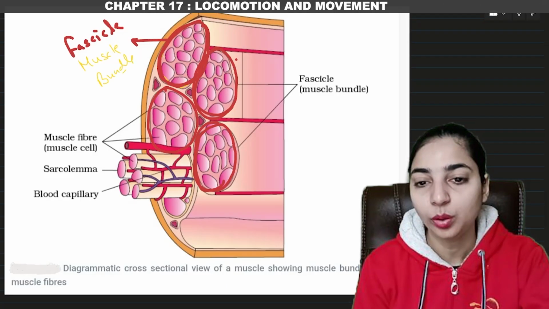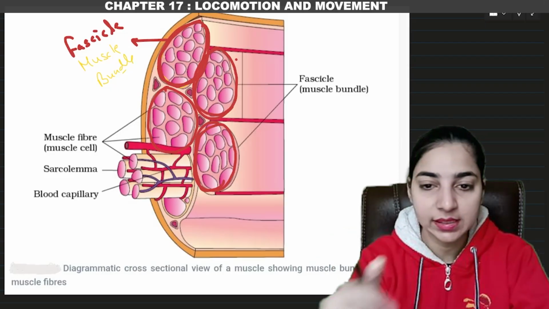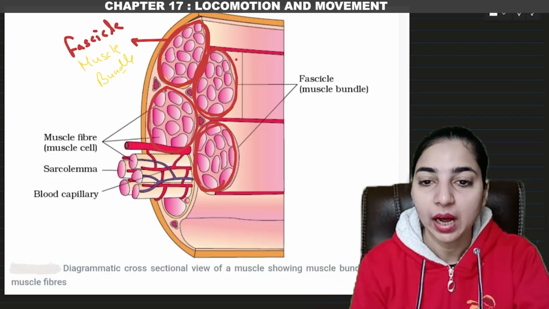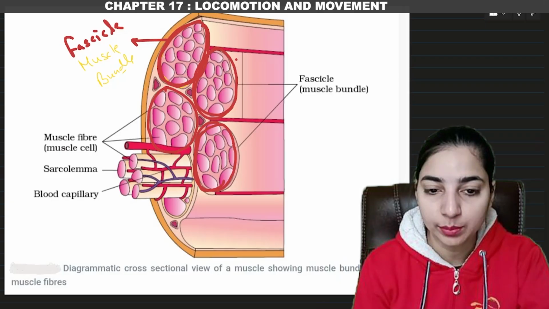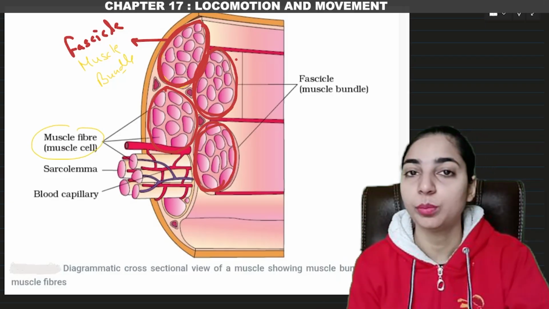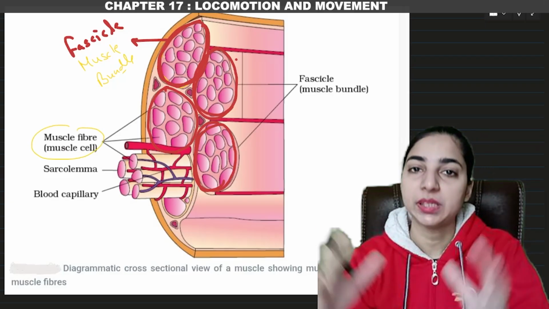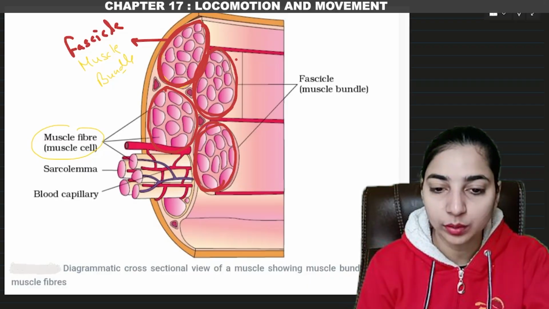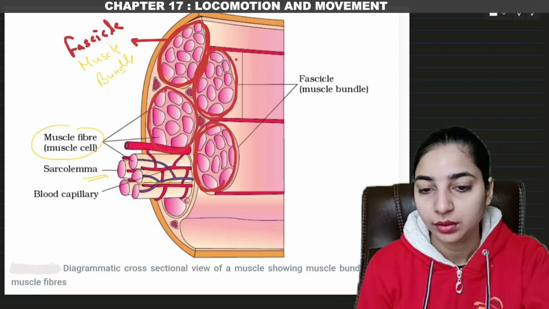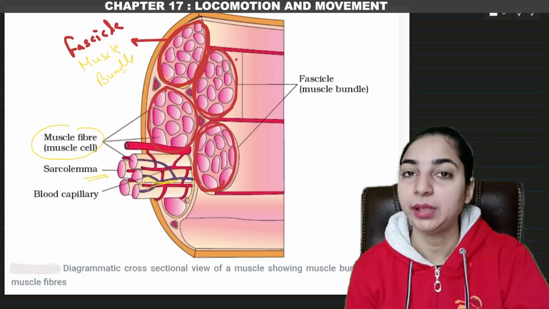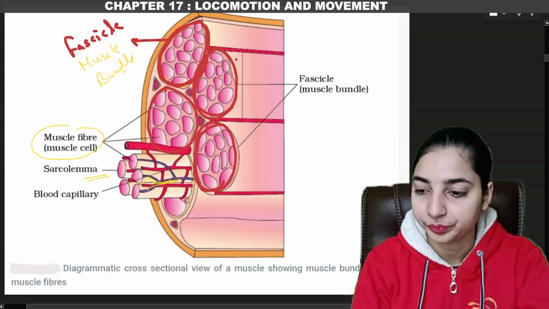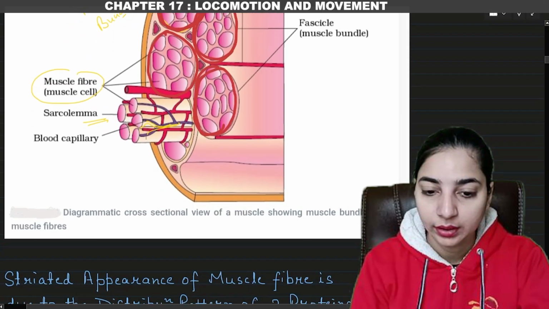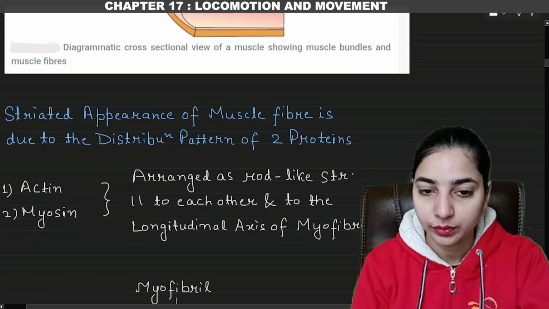And the pink oval shapes present inside these larger oval shapes are the muscle fibers. These are the muscle cells or muscle fibers which form the muscle bundle. And this is the sarcolemma, and you can see a large number of blood capillaries are also present. Now let's move further.